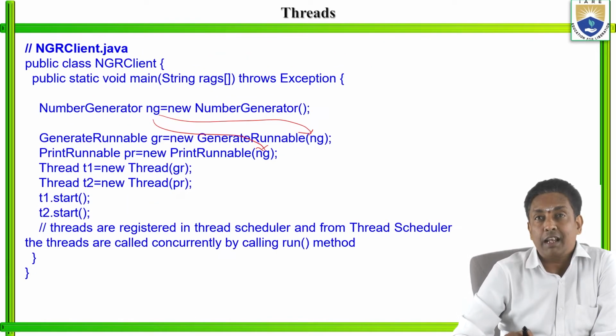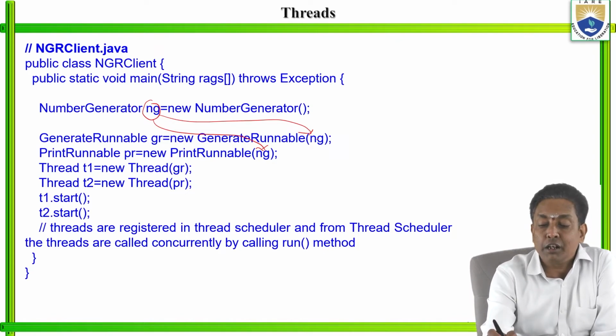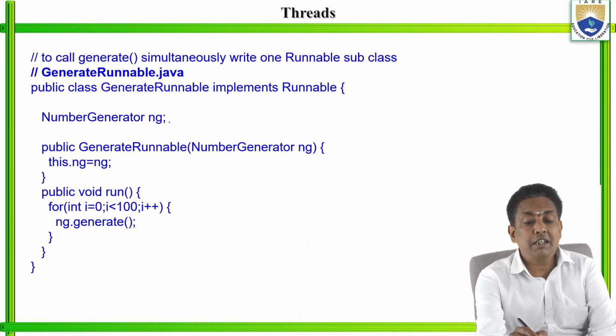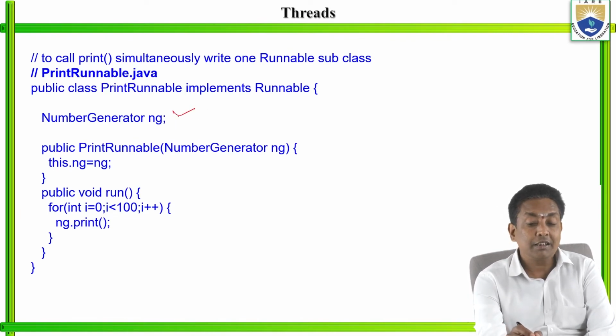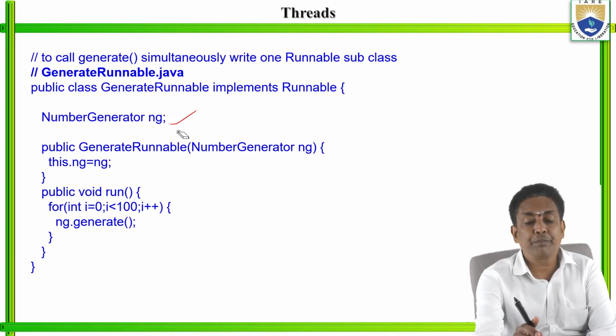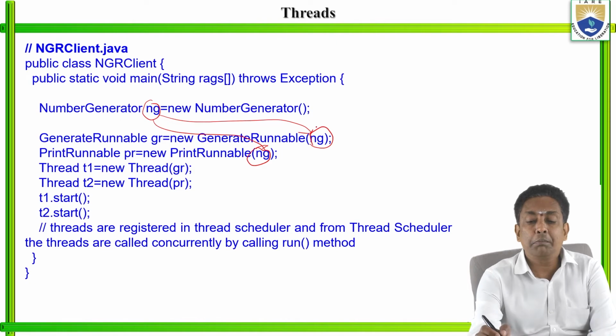Coming to the client, there is a slight difference. Here we are passing the number generator class object as an argument into the GenerateRunnable class constructor and PrintRunnable class constructor. And these two classes have now received the number generator class object. Good. That is what we want, because that same object, the PrintRunnable class run method also wants to use to call the print method. The same object the GenerateRunnable class run method, this generate method call, must also use. The same object both threads must use. In order to do that, we did pass by reference.